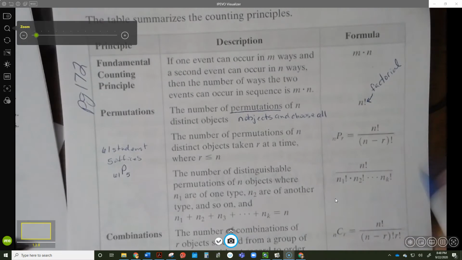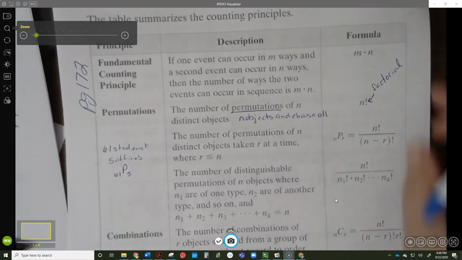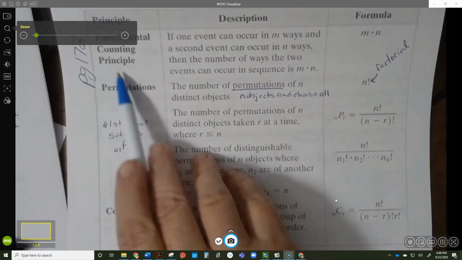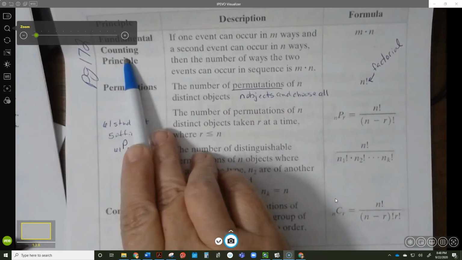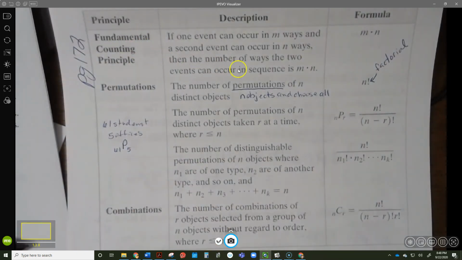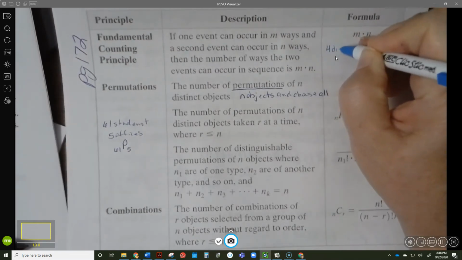Section 4, I copied this thing right here from page 172, and this is going to be on your formula sheet. It has the fundamental counting principle. We've used the fundamental counting principle before. Remember, that's when we did, what did we do? We did the 4-digit code. Remember the 4-digit code?